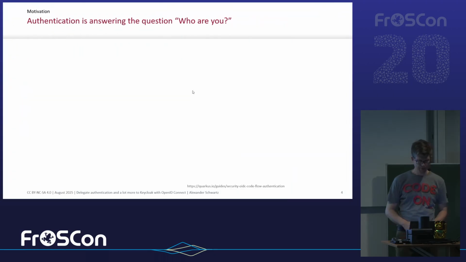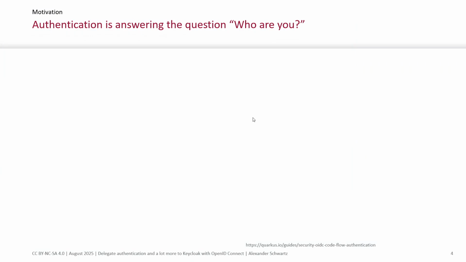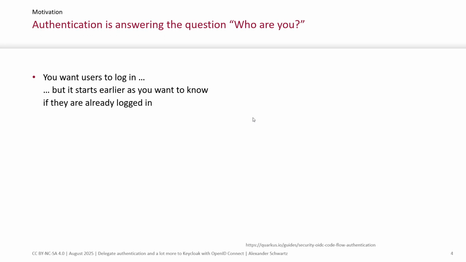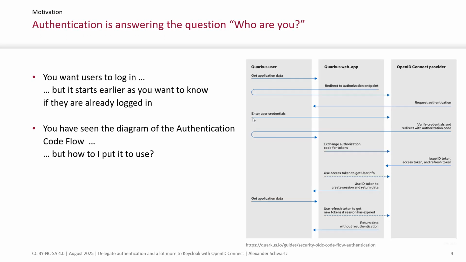Anyway, authentication, well, it's the answer to the question, who are you? An application is out there. A user comes by and the application wants to know who is that person who wants to get access to data. Actually, it starts a lot earlier than that. It starts with, is that user that comes around here already logged in? And then I might want to show a different screen, a starting screen, and different information. And I don't always want to, I don't know, surprise the user with a login screen.